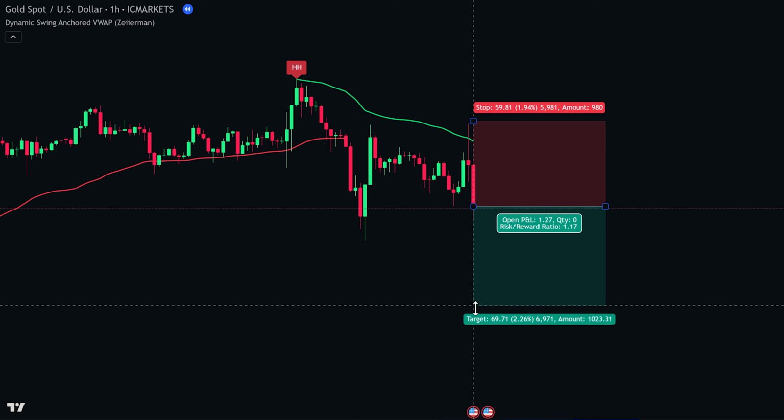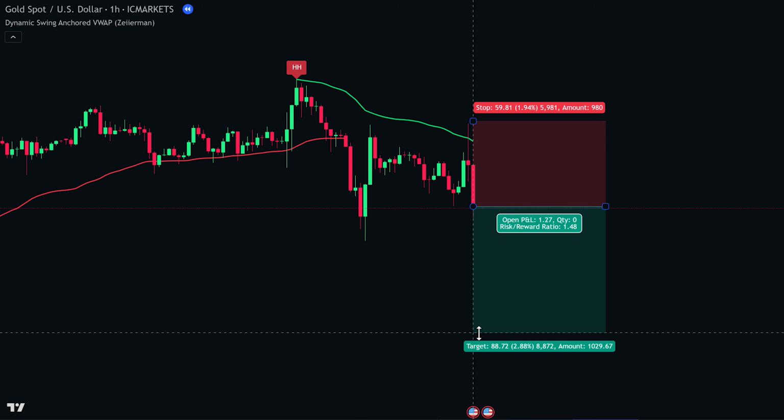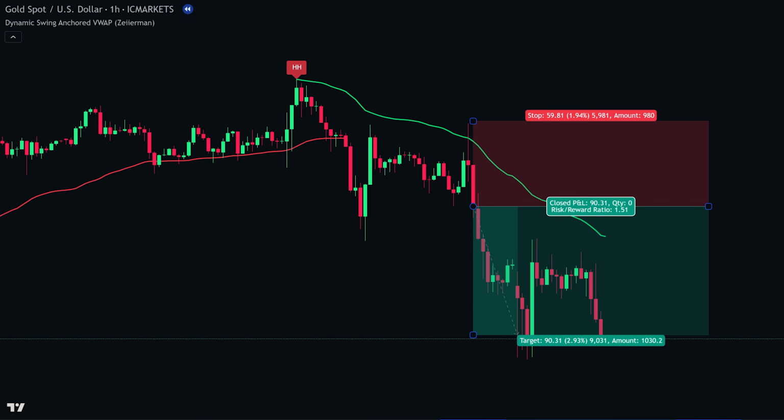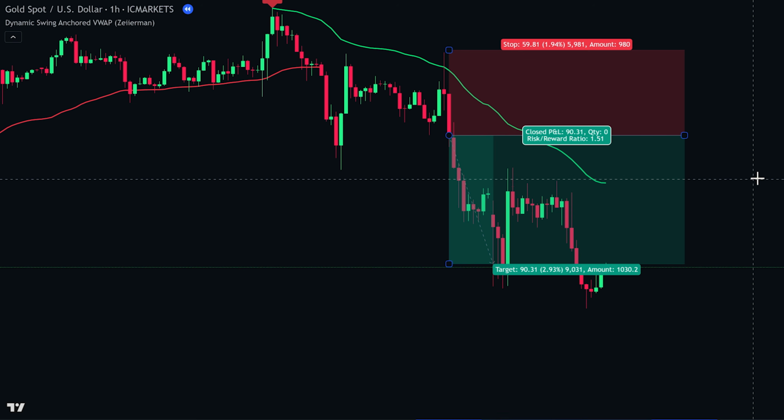Target the prior swing low and let the trade extend further if momentum picks up. It's a simple continuation play, using VWAP as dynamic resistance, with the retest confirming sellers are still in control.